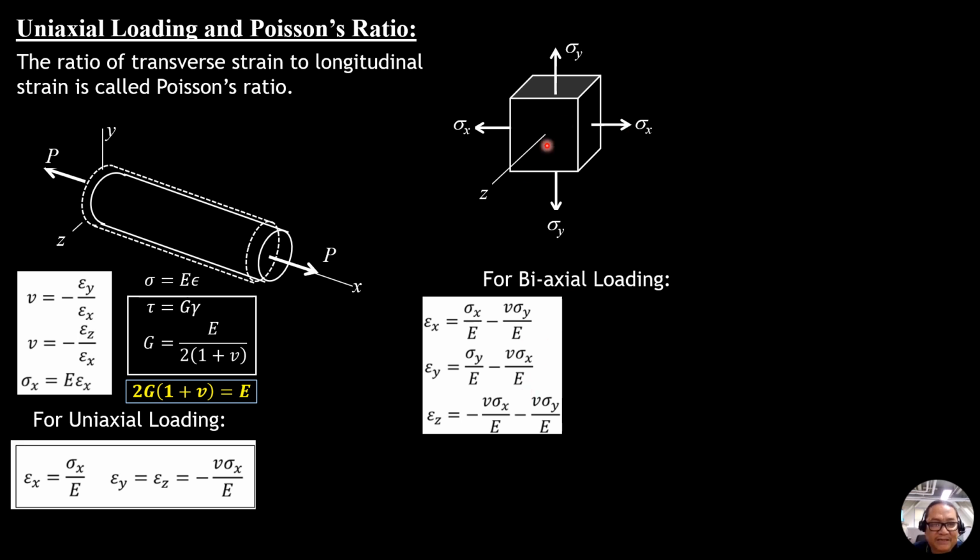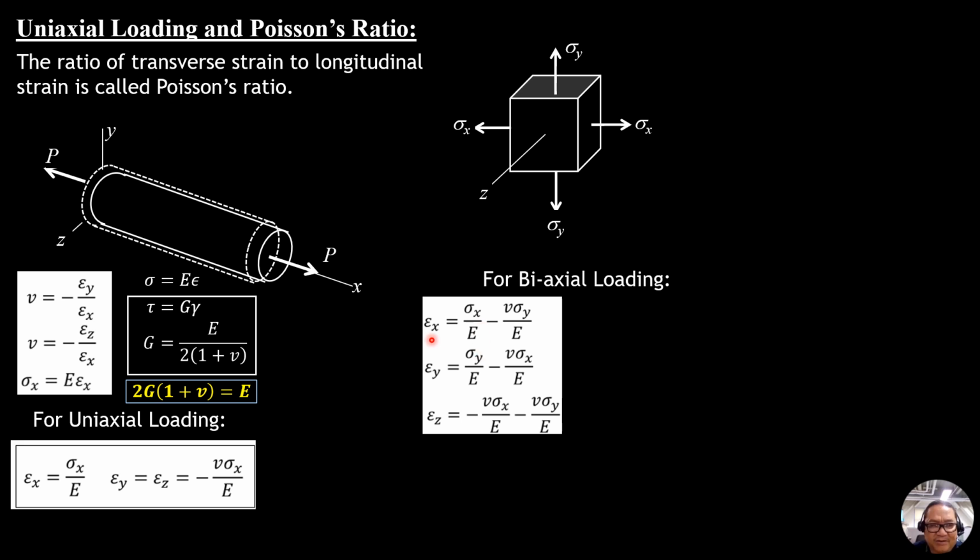Then along Z, since there's no stress here, it will be the combined effects of sigma x and sigma y, which will be negative along the Z. So it is negative sigma x times Poisson's ratio divided by E. Then the effect of sigma y is to cause contraction along Z also. So negative Poisson's ratio sigma y over E. Therefore, from here, we can develop expressions for the stresses.